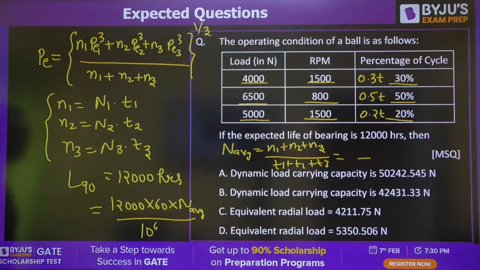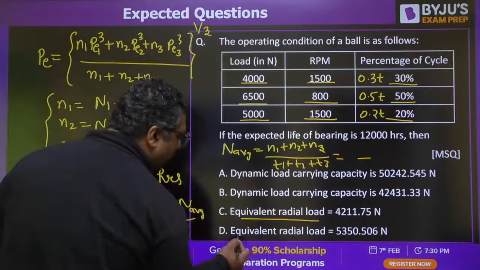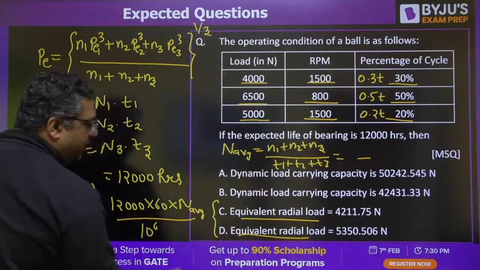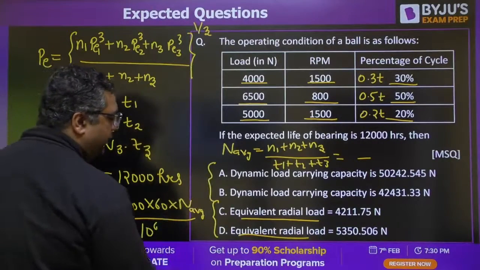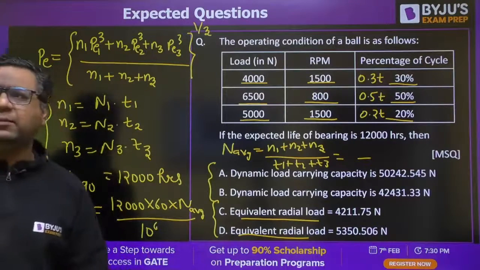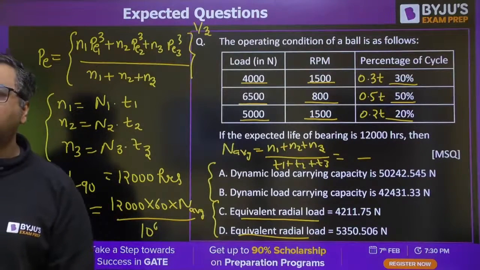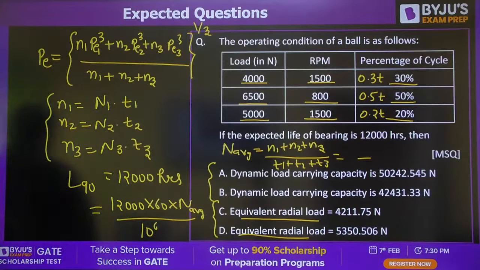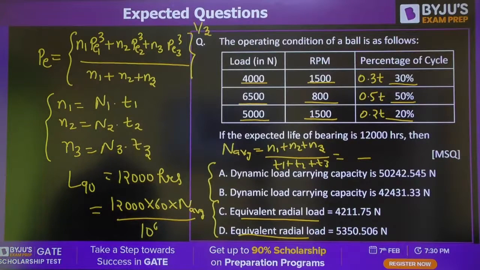Now I feel you can do this type of question. We have done it in classes also. This is an MSQ. He is asking you about equivalent radial load, where either C or D will be correct, and dynamic load carrying capacity. So there are chances that one out of A and B, and one out of C and D will be correct. Okay, solve it and get the answer.